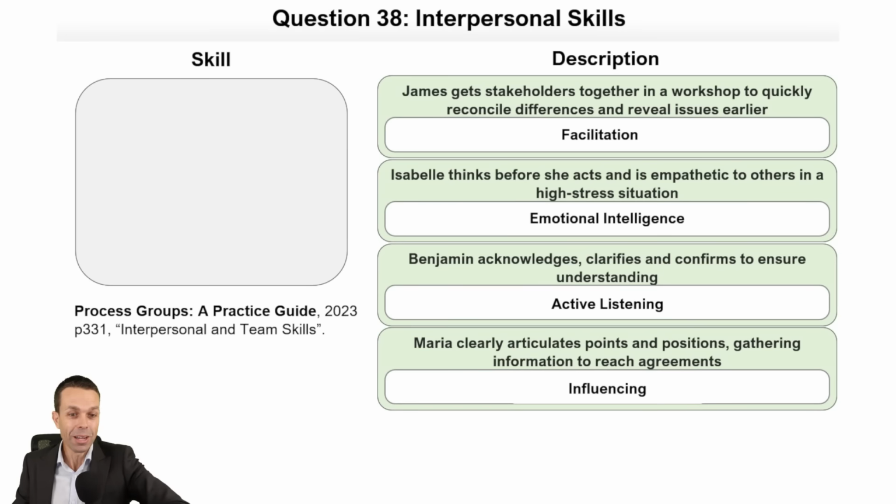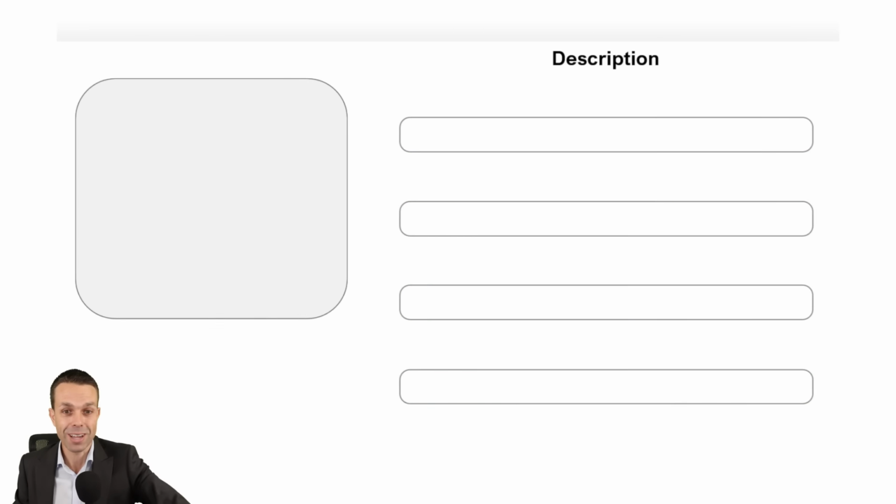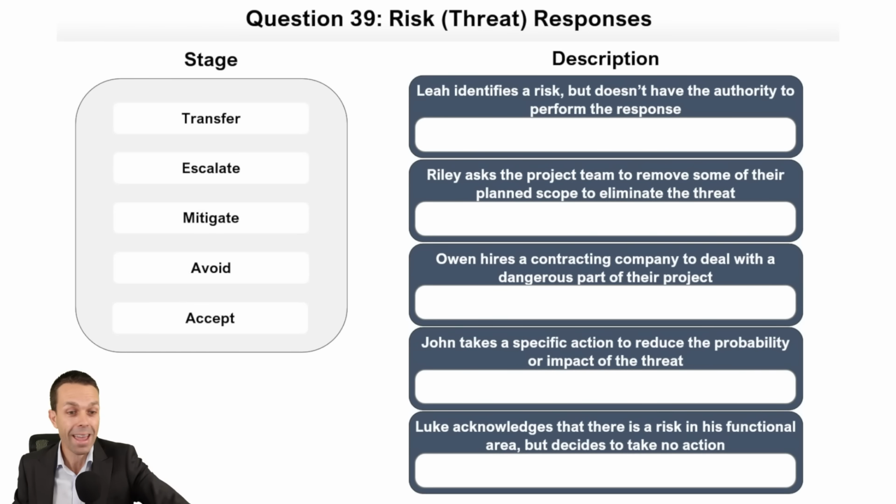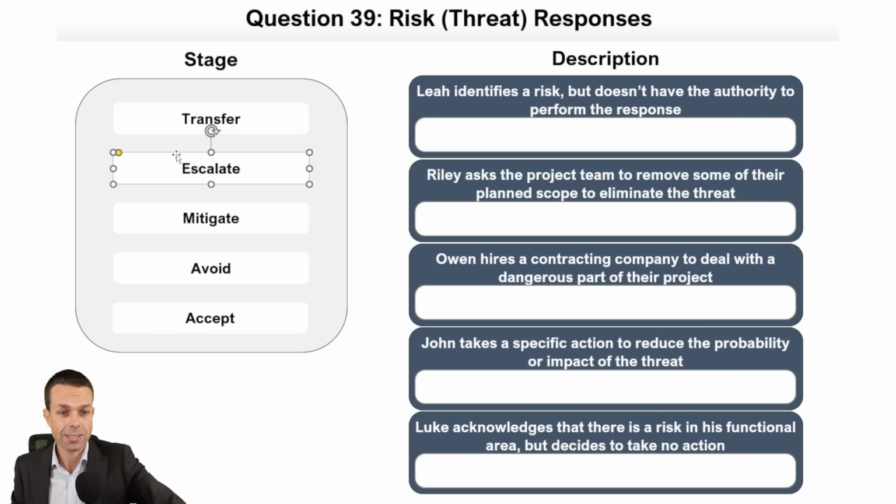Excellent, that's all good. Process Groups, a practice guide, page 331, interpersonal and team skills. Wonderful stuff. All right, let's check out the next one. And we've got some of the best stuff out there. It is risk, our favorite thing. Leah identifies a risk, but doesn't have the authority to perform the response. Leah needs to escalate this because it's outside of her control.